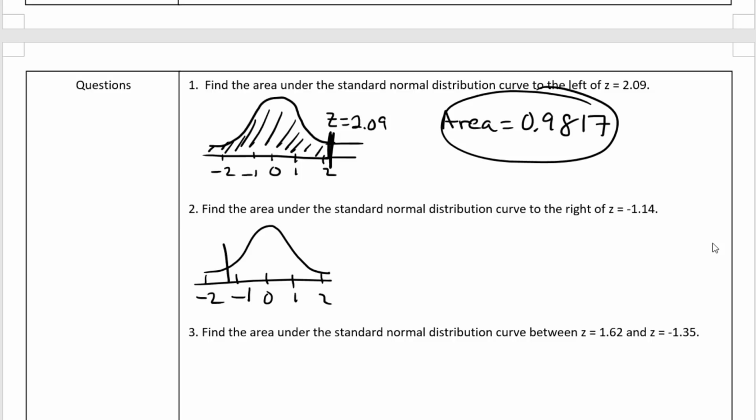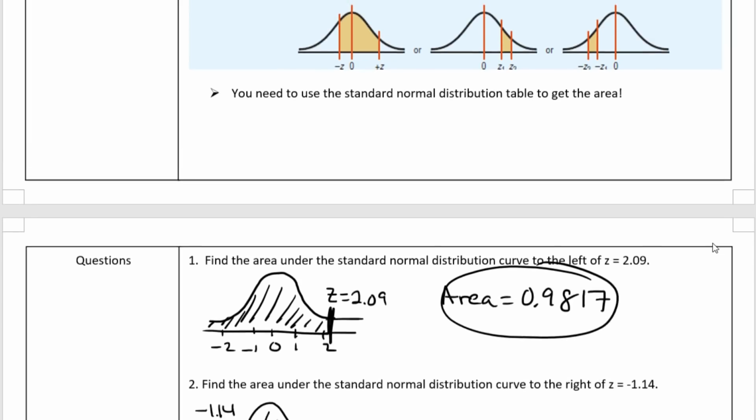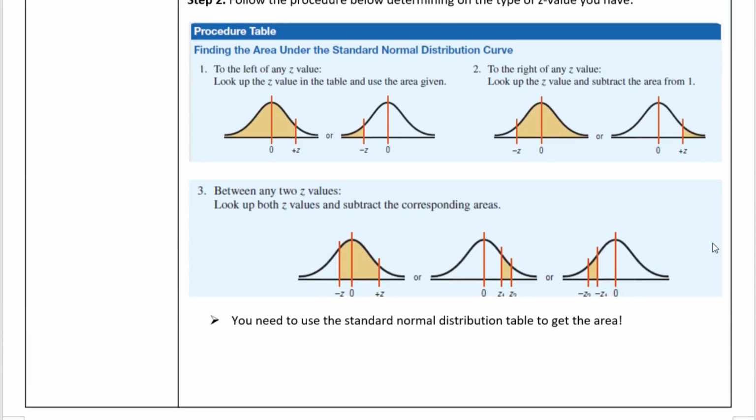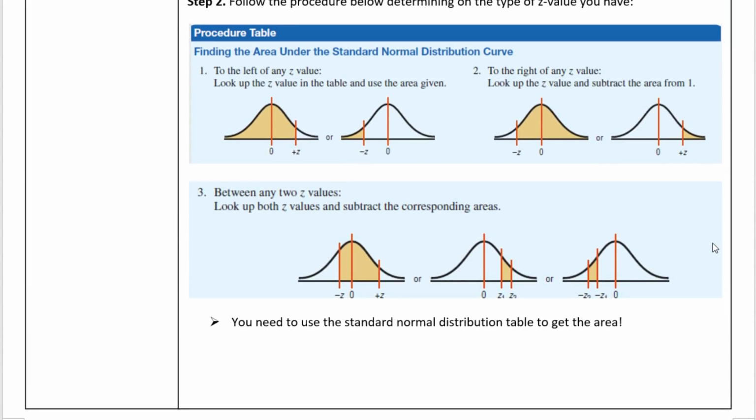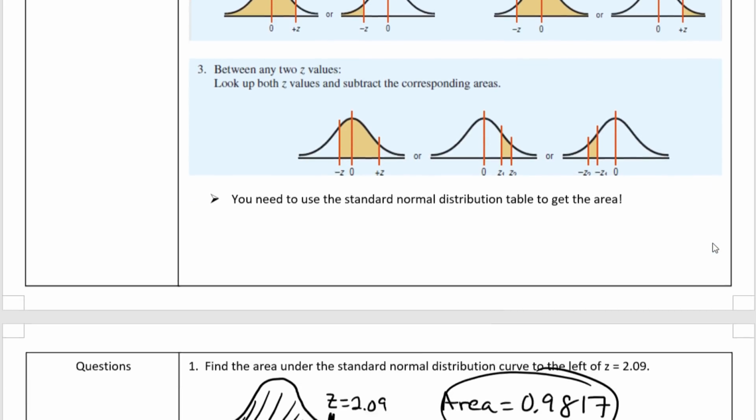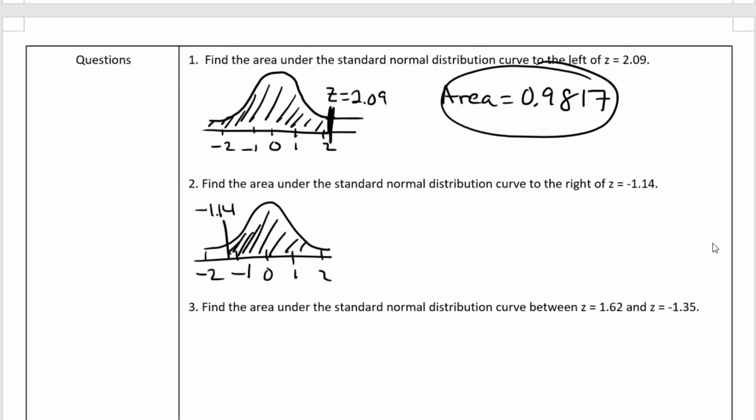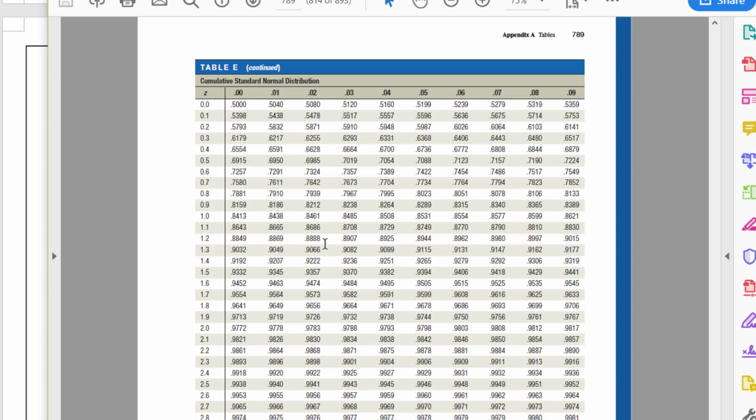So negative 1.14. We want the area to the right. In order to find the area to the right, you're going to look up the z-value and subtract 1 from it. All right, so we're going to look at the z-value and subtract 1 from it.